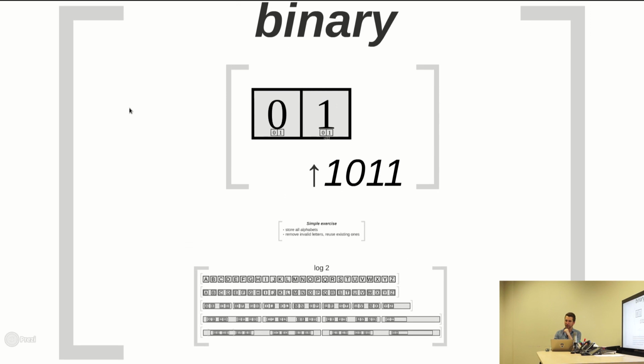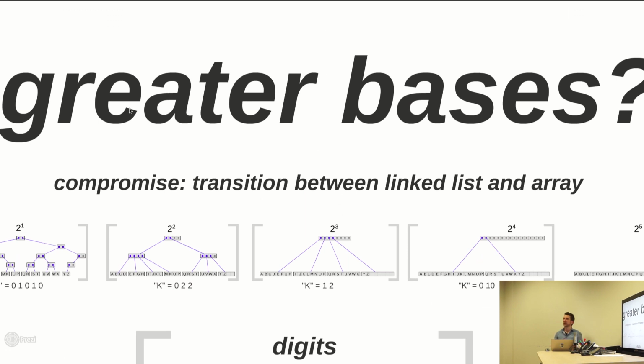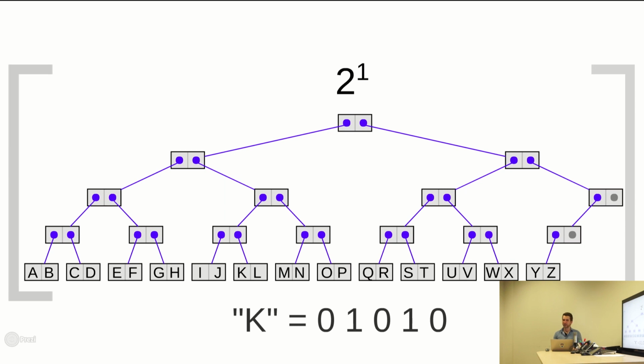Can we increase the base number in order to not have levels so deep? Basically, a transition between a linked list and an array. A linked list would have linear access to every element, and an array would have instant access to every element. The previous diagram can also be shown as a complete tree. However, for greater bases, it's not always possible to display them in a diagram.